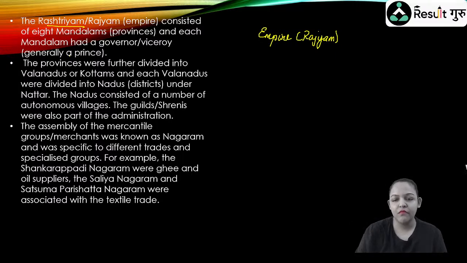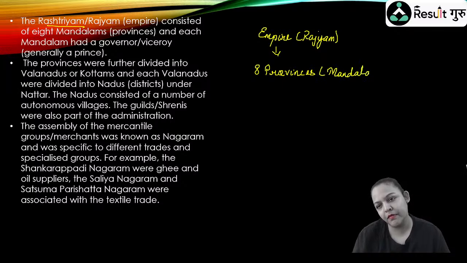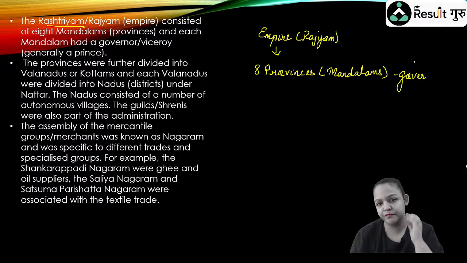Fine. So the empire was divided into 8 provinces, mandalams. Okay? And they were under whom? They were under the governor.